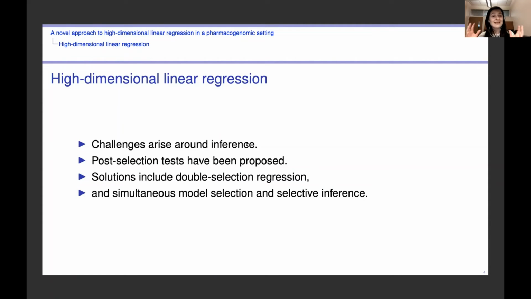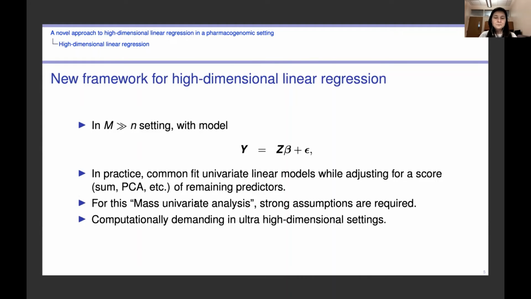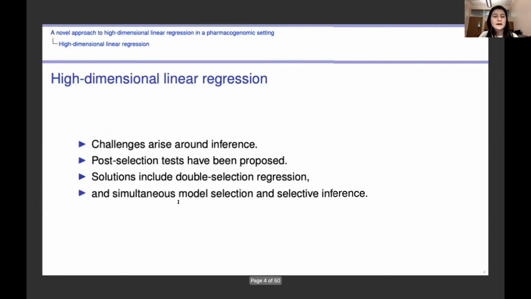Other post-selection tests have been proposed. So there are separate things we can do after the initial modeling. The initial modeling's been done. And when grouped together, sometimes people call this double selection approaches, where we're trying to simultaneously do the model selection and inference. And so in this new framework that we'll be developing, I'll be talking about doing this simultaneously.